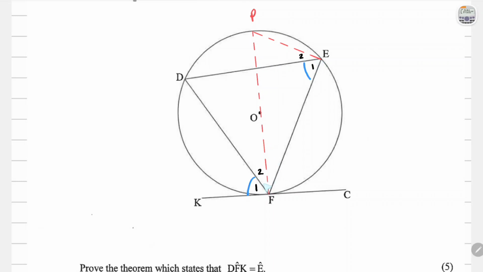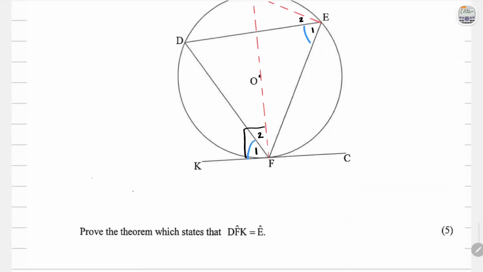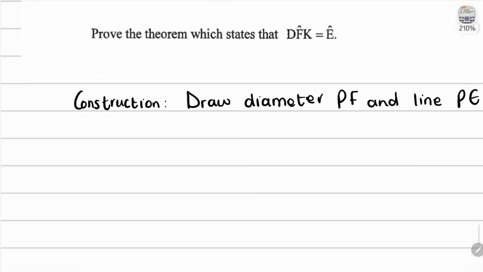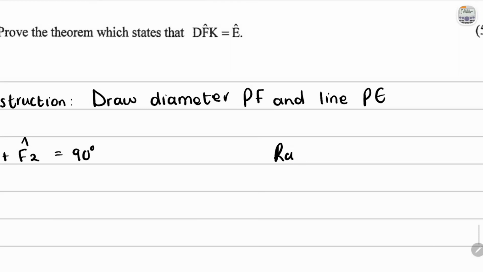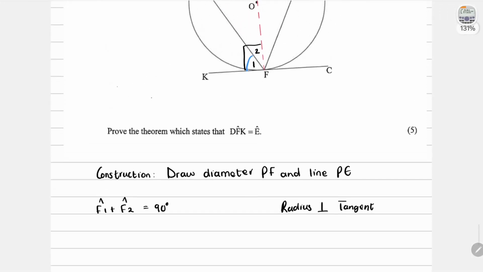So looking at angle F1 and angle F2, if we add them up, they will give us 90 degrees because the line from the center of the circle to a tangent is perpendicular to that tangent at the point of contact. So we can tell them that angle F1 plus angle F2, that they add up to 90 degrees. And that is because we have a radius being perpendicular to the tangent at the point of contact. Okay, so that is down first.